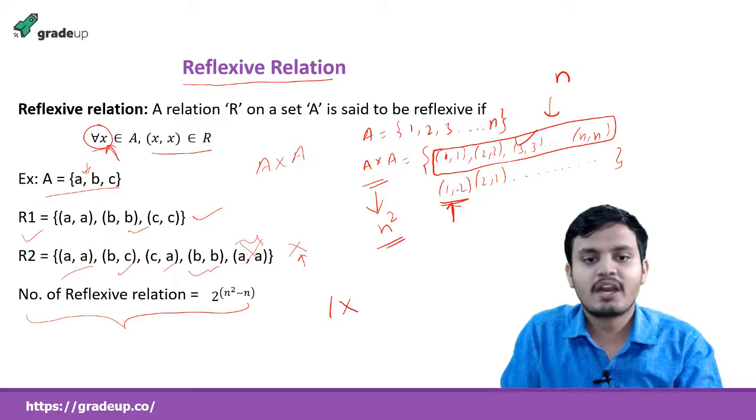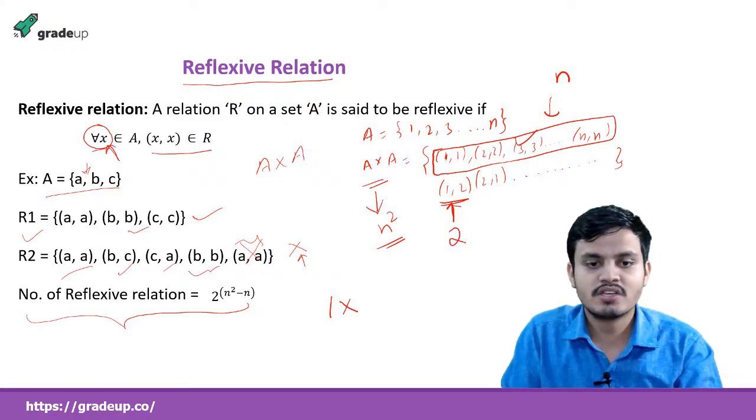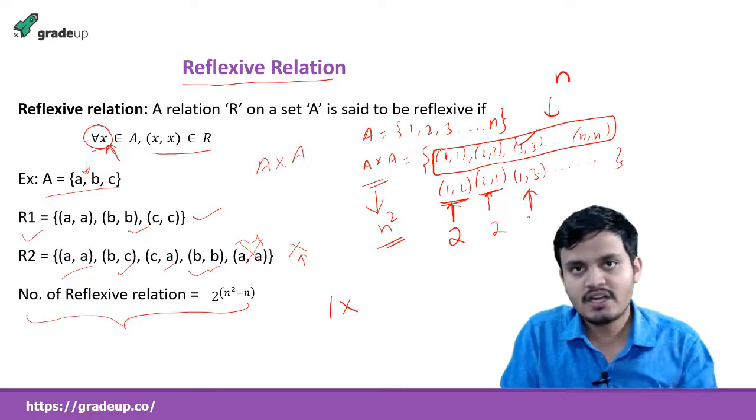So this number can be present there or cannot be present there. So how many possibilities are there for this number? 2 possibilities. Similarly for this number, how many possibilities are there? 2 possibilities. And if I take 1 comma 3, how many possibilities are there for this number? It may be present or may not be present. It does not affect anything.